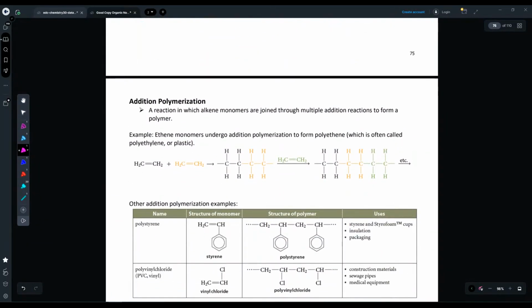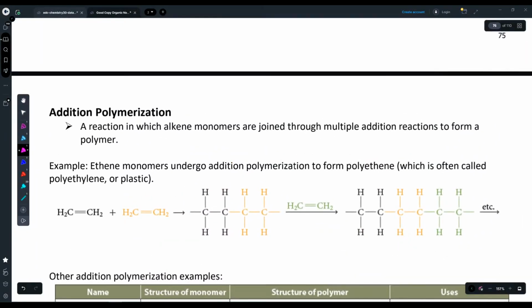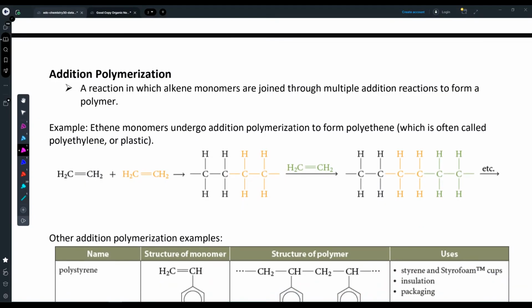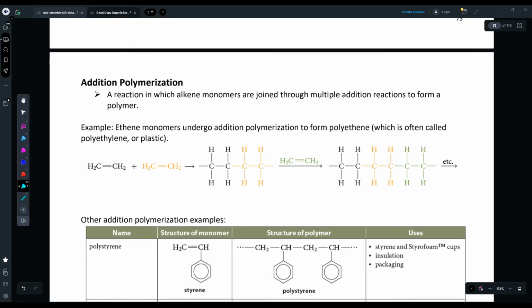Now, there are a few different types of polymerization reactions that can occur. The first one is addition polymerization. That's a reaction in which alkene monomers are joined together through multiple addition reactions in order to form a polymer. For example, ethene monomers undergo addition polymerization reactions to form polyethylene. Polyethylene is just another word for plastic.